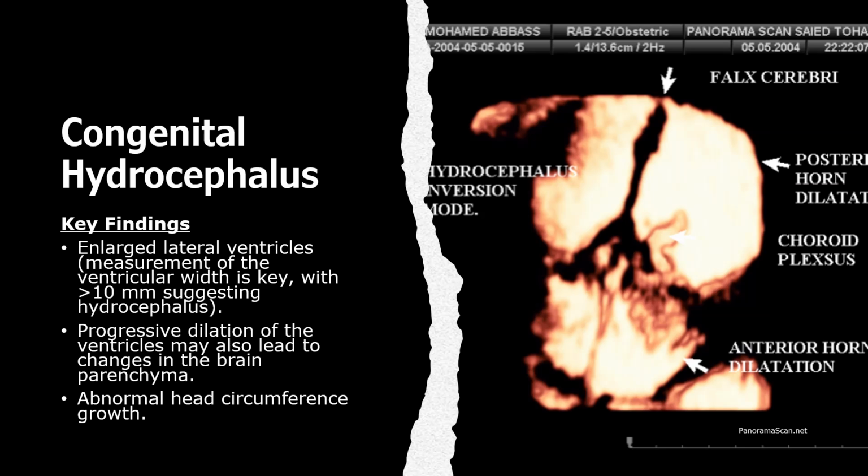Additionally, abnormal head circumference growth is another significant finding. An accelerated increase in head size, often detected during routine biometric measurements, may suggest presence of hydrocephalus and warrants a closer look using advanced imaging techniques. Identifying these key findings early is crucial for diagnosis and to guide management decisions. In the next section, we will explore the associated conditions often seen with congenital hydrocephalus.